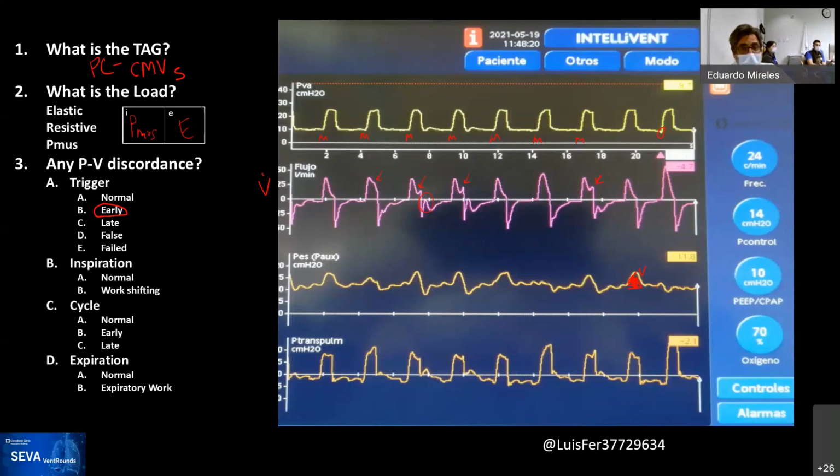Very good. Question on this one. The reason we are seeing this early trigger is because the frequency is maybe higher than the neural frequency of the patient, or why would the inspiratory effort be out of sync? Is the trigger sensitivity so high? But if that's the case, why would a minimal drop in esophageal pressure trigger a breath?